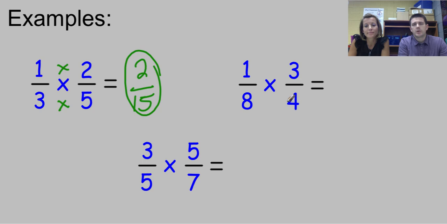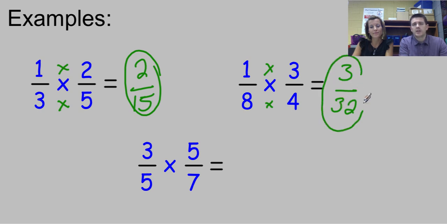1/8 times 3/4. Again, numerator times numerator. 1 times 3 is 3. 8 times 4, denominator times denominator is 32. 3 and 32 have no common factors, so this fraction is in simplest form. Nice and easy for you, huh? I saved you the fun one.